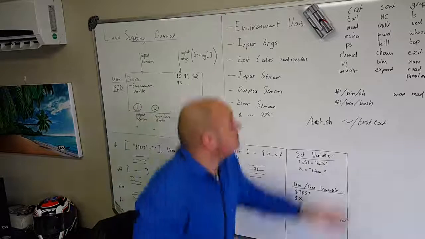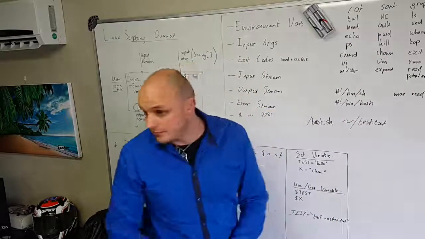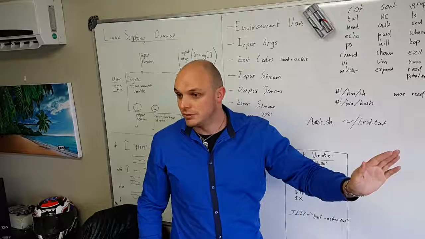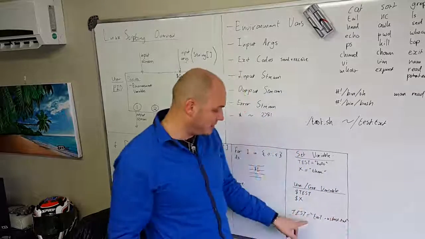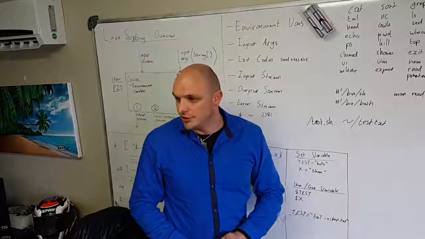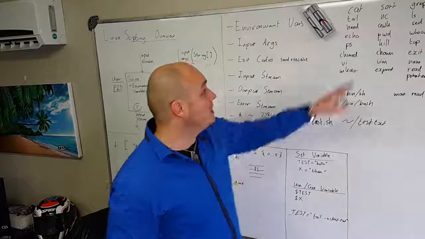Then you have all these commands. Cat basically prints out a file. You pass it a file and it will print out the whole file. It will return it as an output stream. So you could have just said cat test.txt, and then the whole test.txt would be in this variable.